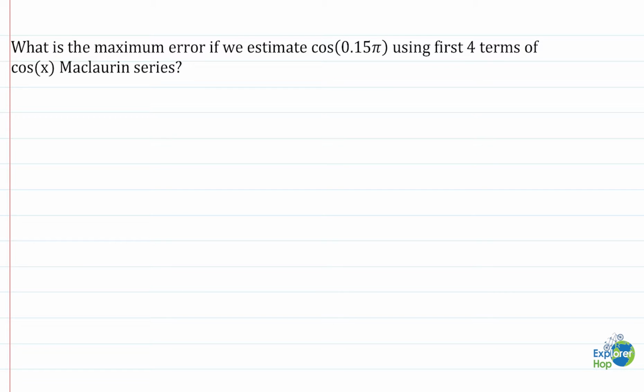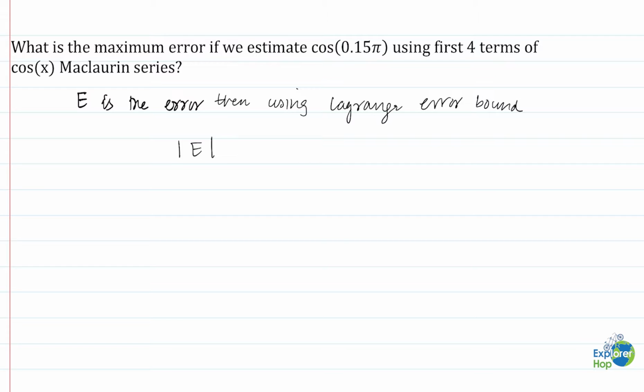In today's worked example, we'll be finding the maximum error if we estimate cos of 0.15 pi using the first four terms of the Maclaurin series of cos x. So let's start. We know that if E is the error, then using the Lagrange error bound, the absolute value of E, or the absolute error, is less than or equal to M times the absolute value of x minus a to the power of n plus 1, over n plus 1 factorial.